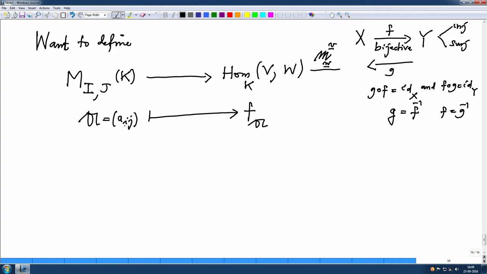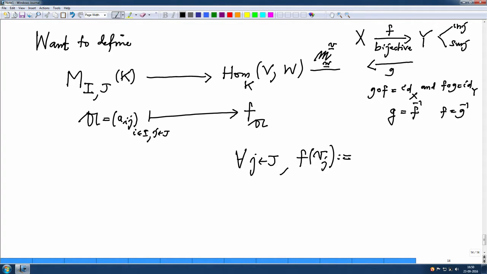I have been given a matrix, i in I, j in J, and I want to define a linear map. If I have to define a linear map, it is enough that I give values on a basis. That is the theorem we proved in the beginning. So I just have to give, for every j in J, what is f of Vj. I have to define what it is.